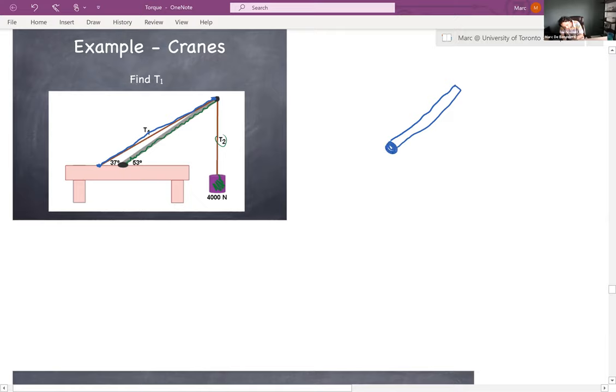Here's my pivot point. And what forces are going on here? Well, I have tension one kind of acting backwards. I have tension two acting straight down. And the other thing I have is the weight of the crane itself. So the center of mass of the crane is obviously smack in the middle of this rod. It's pretty easy to figure out that the center of mass of a uniform rod is in the middle. So we actually also have a force of gravity in the middle.